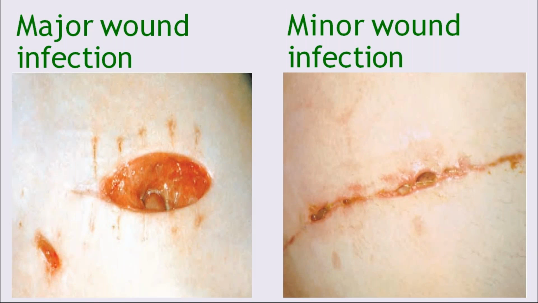So these are the diagrams, with the first one showing the major wound infection. There is a dehiscence of the wound. Whereas the other picture is the classical example of a minor wound infection, where only the skin is infected.